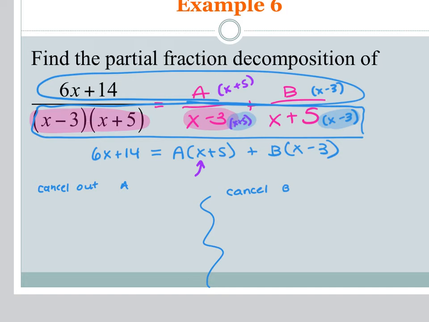How would I get rid of a number? You make it 0. I'd have to multiply by 0. So how do I make x plus 5 0? Great question. What could I plug in for x? Negative 5. Yeah? We see that? So first thing I'm going to do is plug in negative 5. It's going to cancel out the a. And then what would I plug in to cancel out the b? Positive 3.